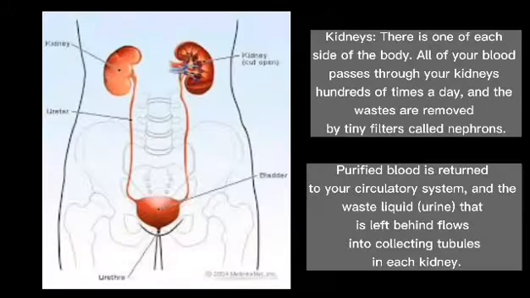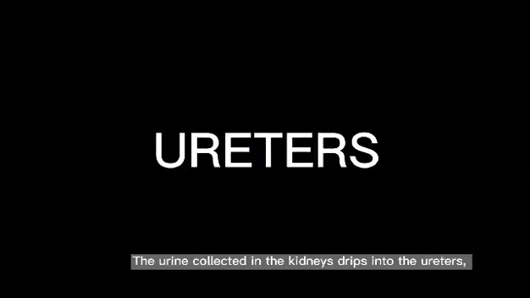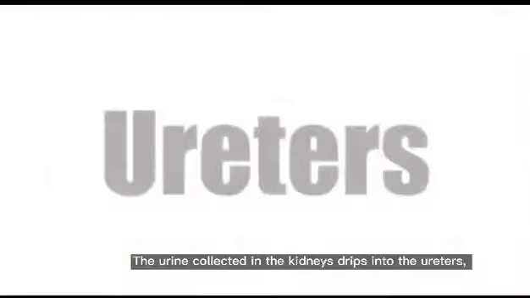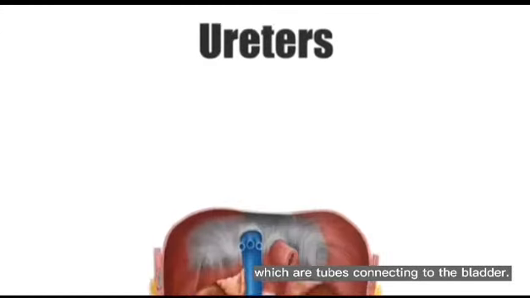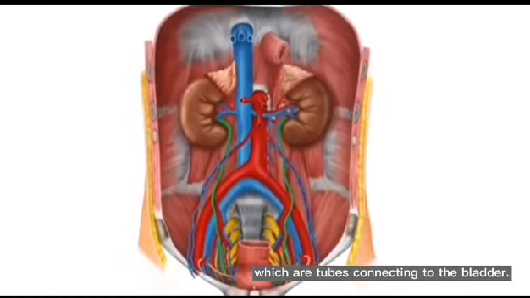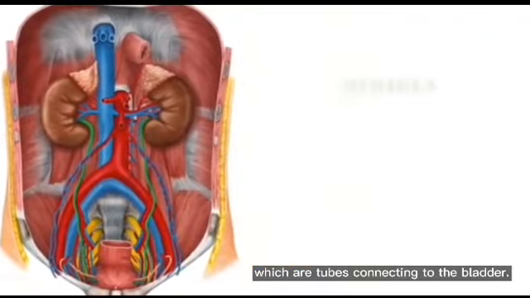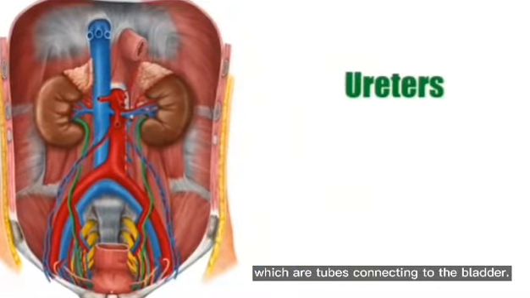Kidneys. There's one on each side of your body. All of your blood passes through your kidneys hundreds of times a day, and the wastes are removed by tiny filters called nephrons. Purified blood is returned to your circulatory system, and the waste liquid, urine, that is left behind flows into collecting tubules in each kidney. The urine collected in the kidneys drips into the ureters, which are tubes connecting to the bladder.